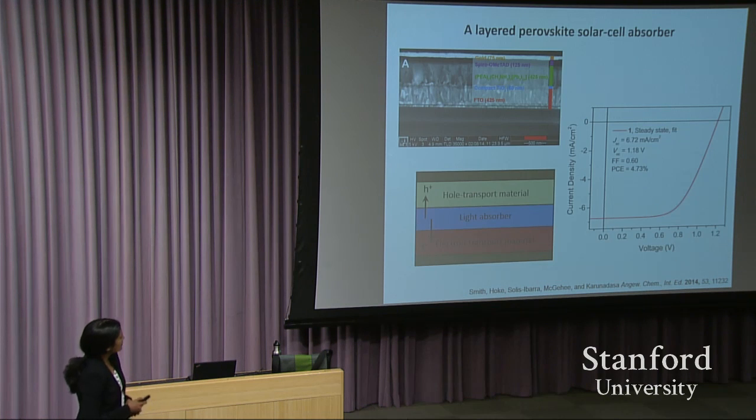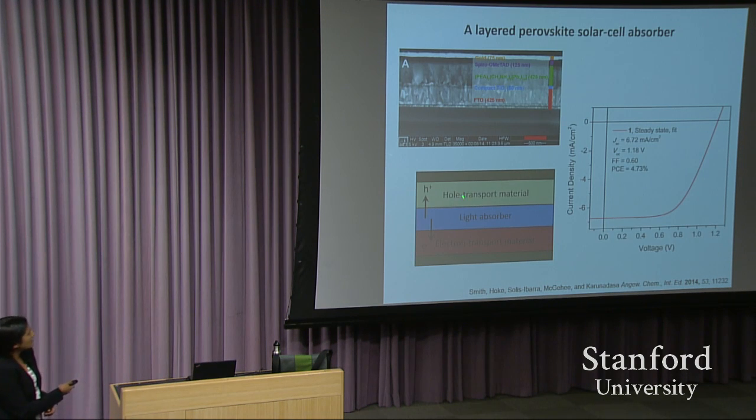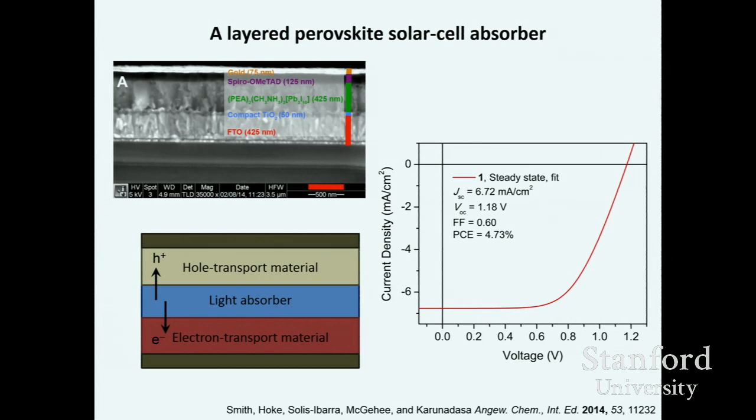Ian then fabricated solar cells with this material. So he slapped on a hole transport material and an electron transport material with the perovskite in between. And his initial solar cells created with this material had efficiencies of about 4.7%. So when we published this result, 3D perovskites had efficiencies of about twice this value.